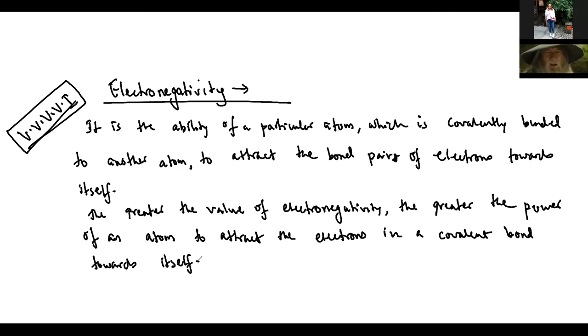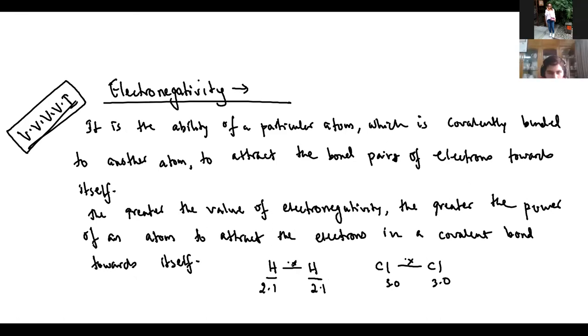So, I already taught you that atoms which have similar electronegativity, for example, hydrogen and hydrogen, they both have similar electronegativity. Hydrogen has an electronegativity of 2.1. This is also 2.1. Chlorine has an electronegativity of 3. Electrons, will they move to any particular side? No. So that means the difference in electronegativity is zero. So is it a polar or a non-polar bond? Non-polar.